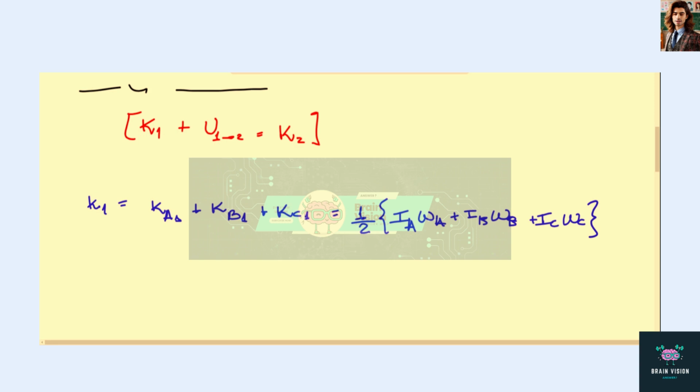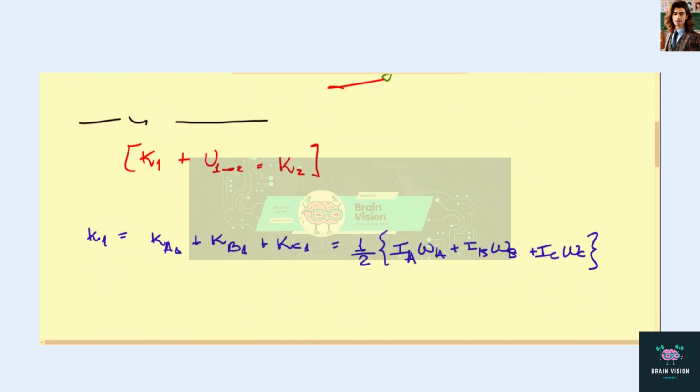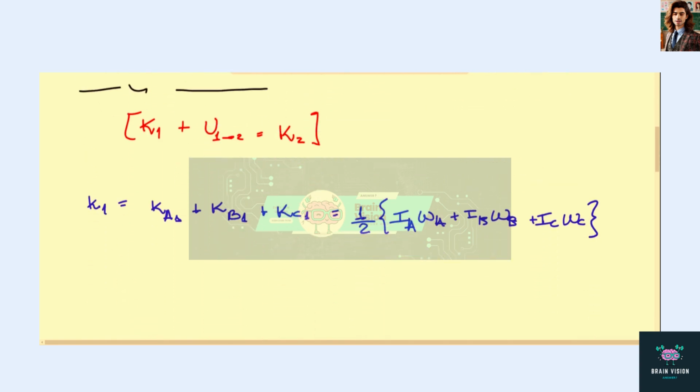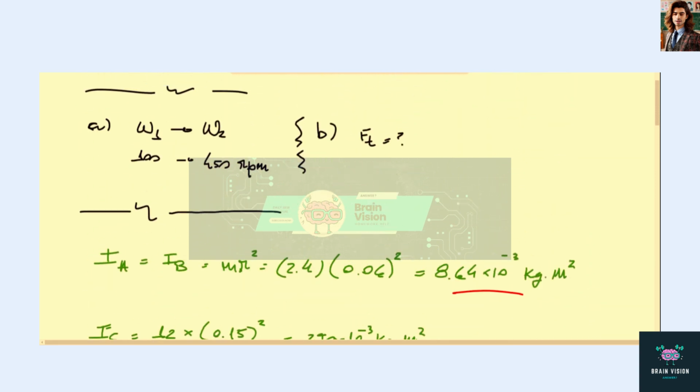We already know the values of the moment of inertia. We just calculated them here. But what are the values of the angular speed? Okay, we know the angular speed of the gear C in the first position needs to be 100.